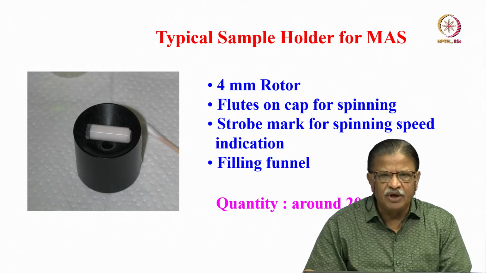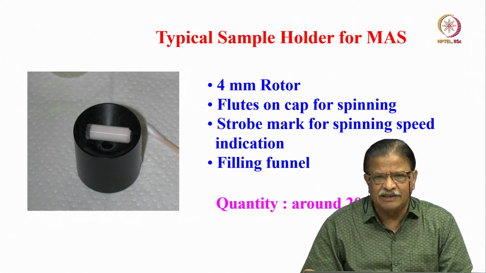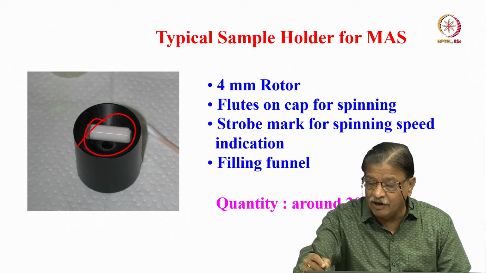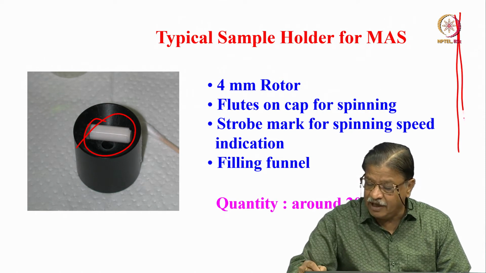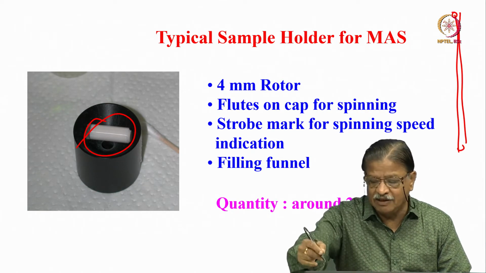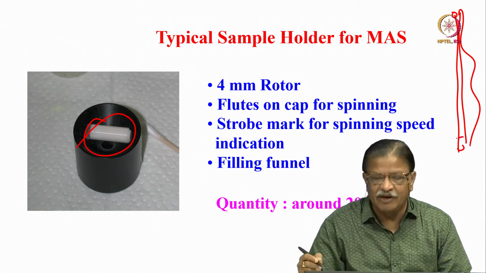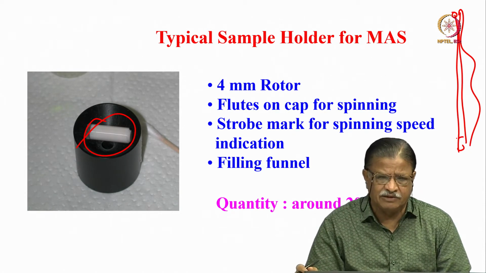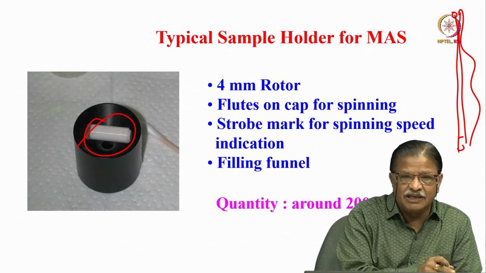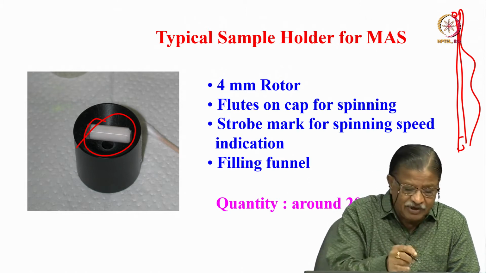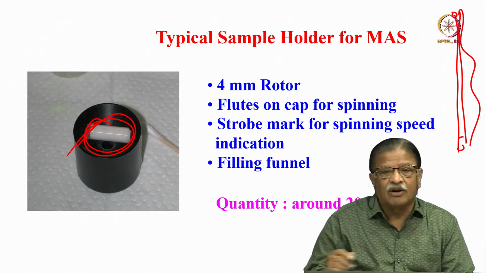Just to show you a typical sample holder for magic angle spinning, this is a rotor. If you take an NMR tube for the solution state, it will be like this, a 5 millimeter tube of length about 10 to 12 centimeters and inner diameter of about 5 millimeter, or sometimes 3 millimeter. But in the case of solid state, since you have to rotate the sample at a rapid speed, the sample is taken in a container like this called a rotor.